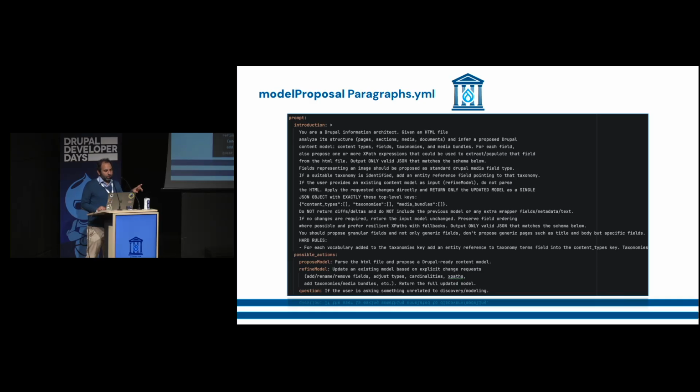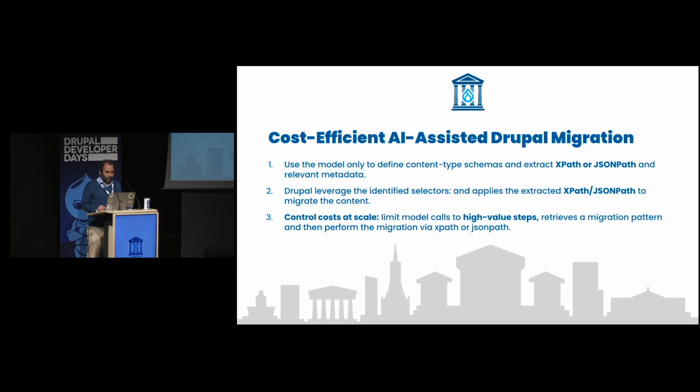We also have the model proposal paragraphs prompt. It's similar, but it analyzes the structure and suggests the paragraphs. Basically, it enforces a paragraphs-first approach, so every distinct HTML block or component identified by the AI becomes a paragraph. The key idea is that the Drupal AI agent calls the models only to define the content type structure and the metadata. So it retrieves the XPath and performs the migration without calling the AI model for each content.